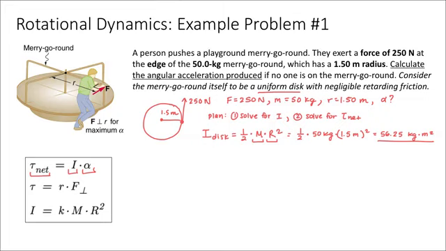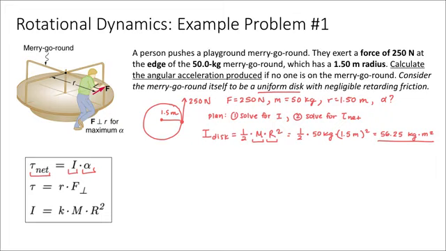Now, in this case, the net torque is just the torque produced by the person. There's only one torque in this case. There are no other torques that I have to consider. I know this because I've been told to neglect friction, and the only information I'm given about a force on the merry-go-round is the person pushing it.